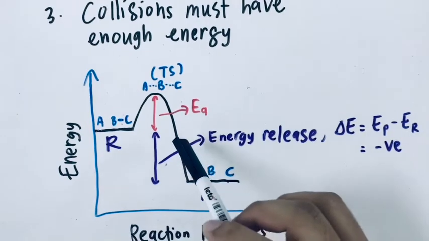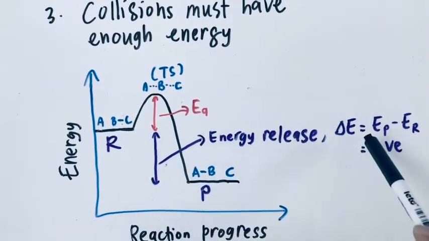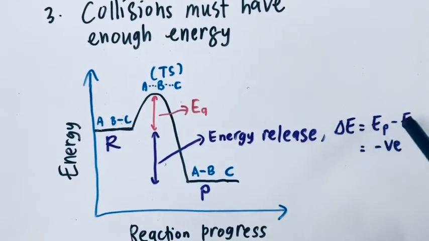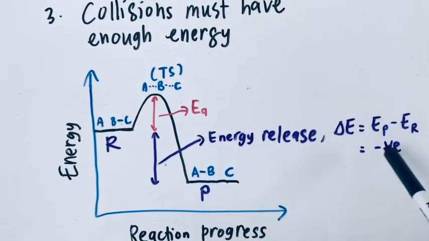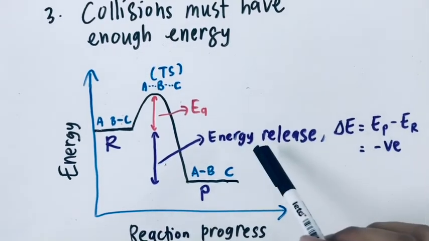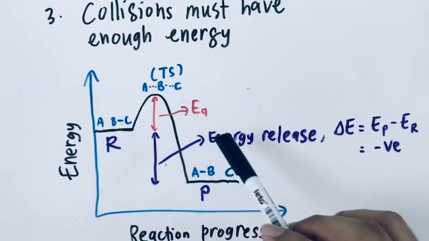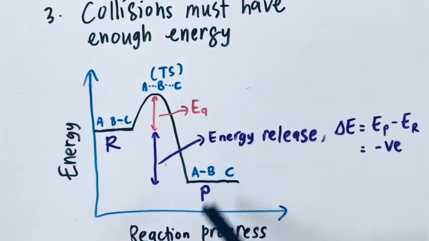After the process, there will be an energy release, which we can see from the change in energy, where the energy of the products minus the energy of the reactants gives a negative value. The negative value means that energy is released. So this is the effective collision between the molecules to form the products.